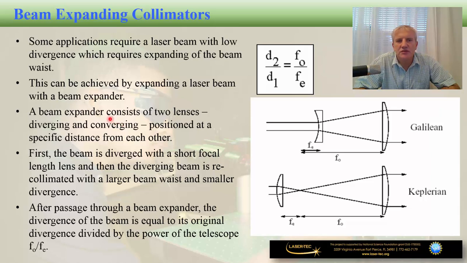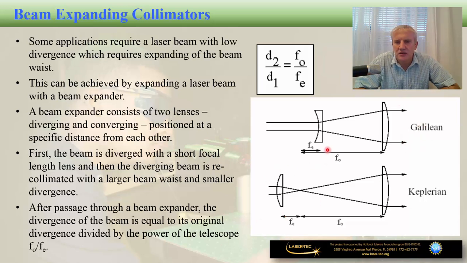So a beam expander consists of two lenses, one being diverging and one being converging, that are positioned at a specific distance from each other. The first beam is diverged with a short focal length lens, and the diverging beam is then recollimated with a larger beam waist and smaller divergence. So after passage through a beam expander, the divergence of the beam is equal to its original divergence. You can see here that again the beam width is always the same, it does not change, and then also here the beam width does not change, but it's significantly expanded.